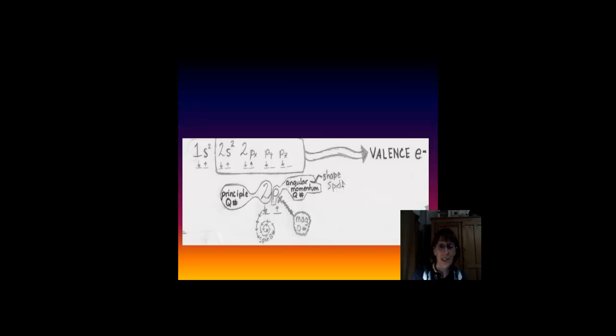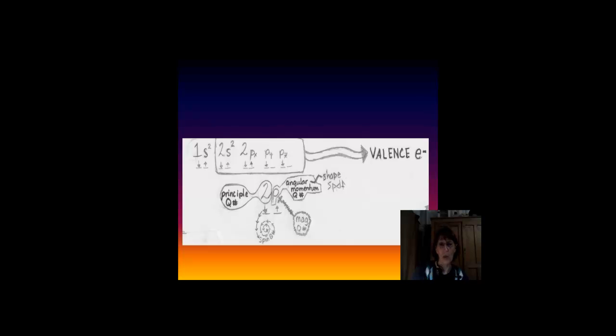The little x is the magnetic quantum number, which tells you its orientation in space. Is it along the x-axis, the y-axis, or the z-axis? And then the little up arrow or down arrow, that's going to tell you the spin. Is it spinning one direction or the other? Usually opposite spins is what they're talking about.